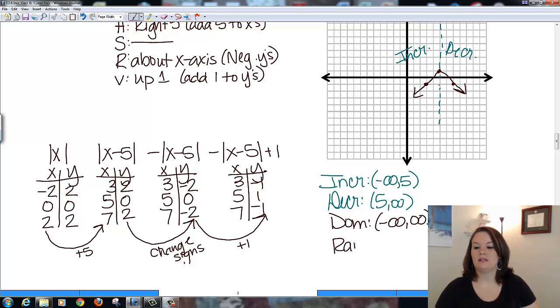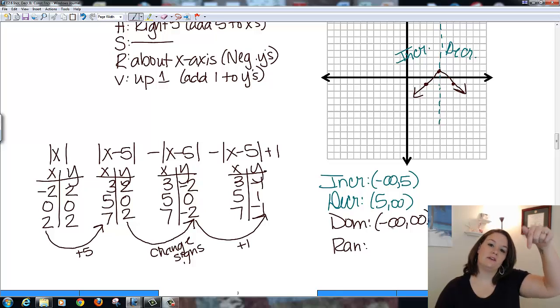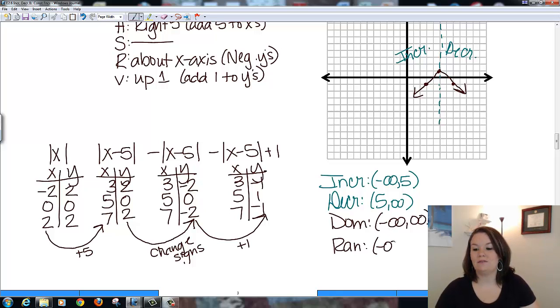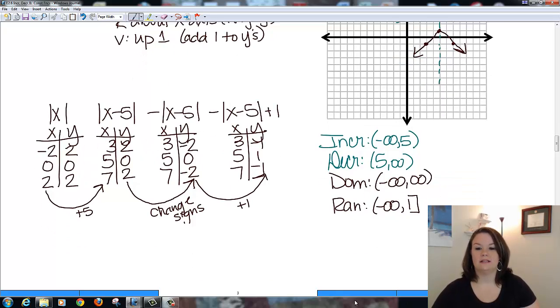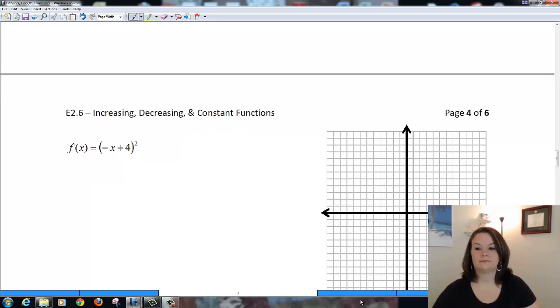And then my range is my lowest y value up to my highest. My lowest y value is that this is going to keep going negative infinity. And then the highest y value I have is at y equals 1. And I'm going to include it with a bracket. Okay? We can use brackets on domain and range, just not on our intervals of increasing, decreasing, and constant. Okay. All right, let's look at another one.